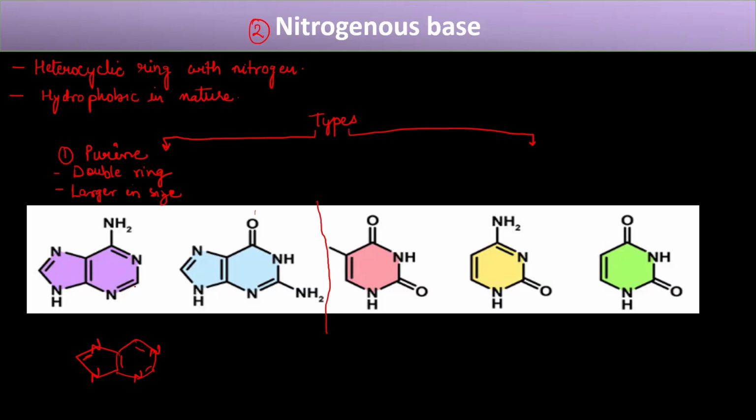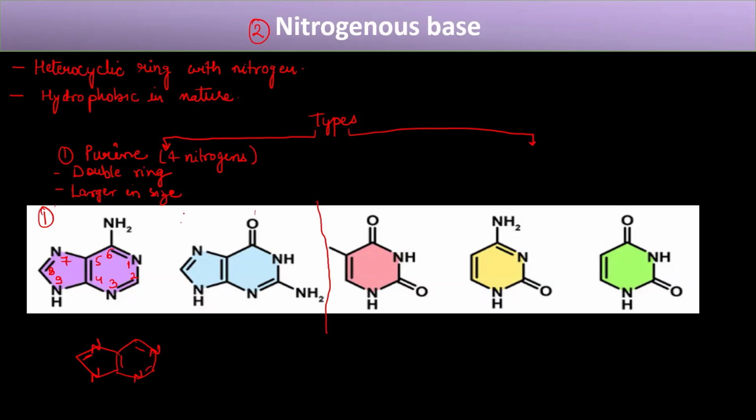Now, if we see the numbering, in the case of purine, the numbering starts from this nitrogen. This is 1, this is second position, this is third, this is 4th, 5th, 6th, 7th, 8th, and 9th. Okay. So in this, we can see we have 4 nitrogens. And this purine is further of two types.